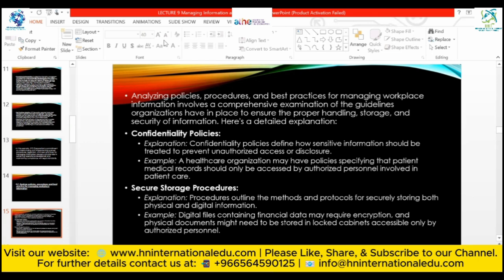Secure storage procedures. Procedures outline the methods and protocols for securely storing both physical and digital information, the one which we are noting down manually and the one which we are storing and adding into our laptops, computers, desktops. For example, digital files containing financial data may require encryption, and physical documents might need to be stored in locked cabinets accessible only by authorized personnel.